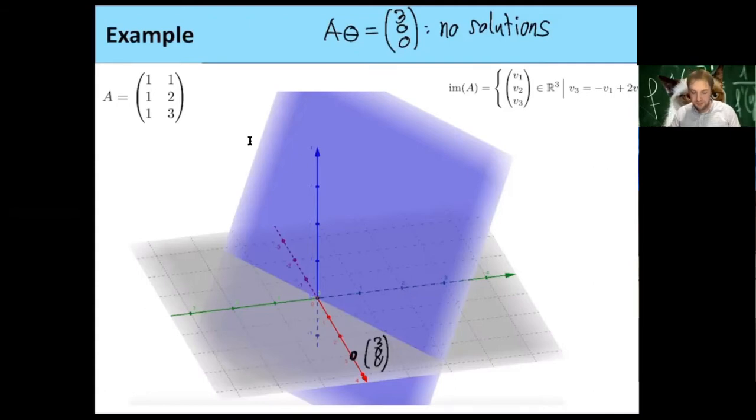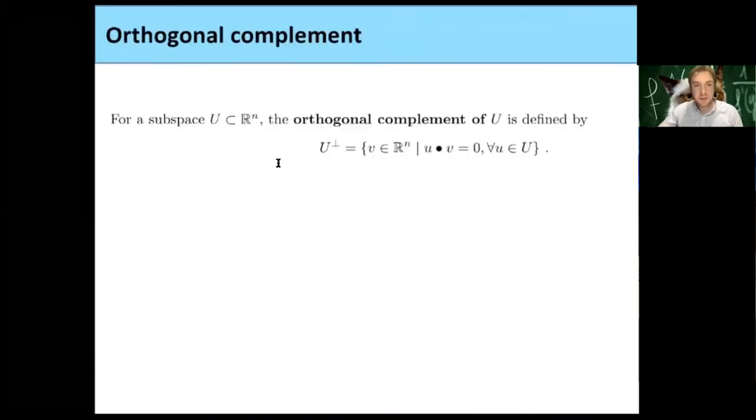Okay, then let's continue. So now some words you also learned in linear algebra. If you have a subspace, like this plane or a line going through the origin, and the image of a matrix is always what you call a subspace, then you can define the so-called orthogonal complement of this subspace U. This is defined by taking all vectors which are orthogonal to all vectors in this subspace. And this here is a dot product.